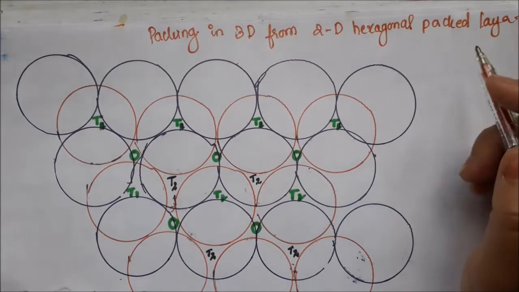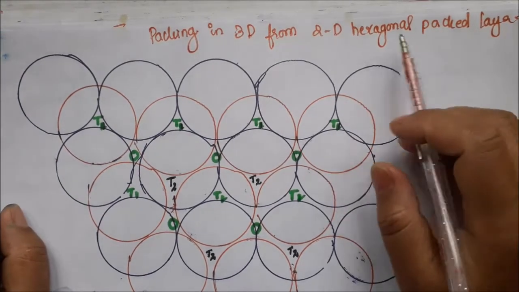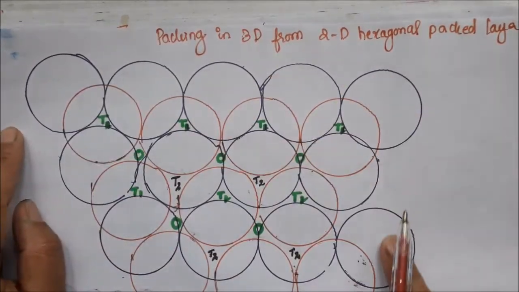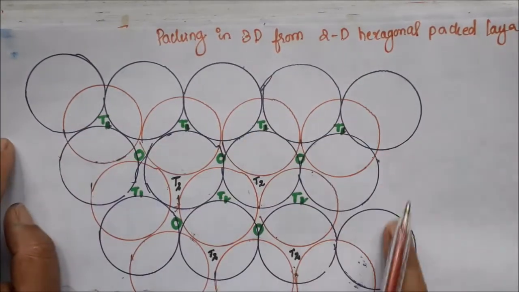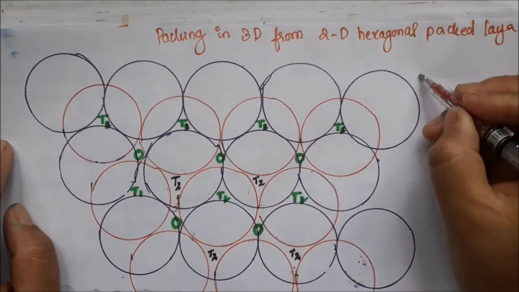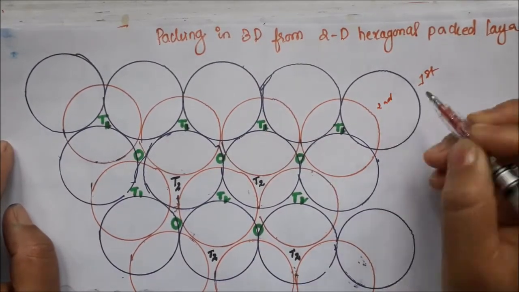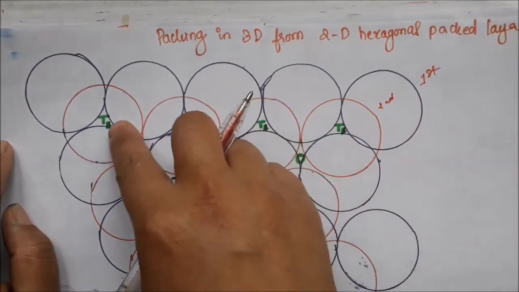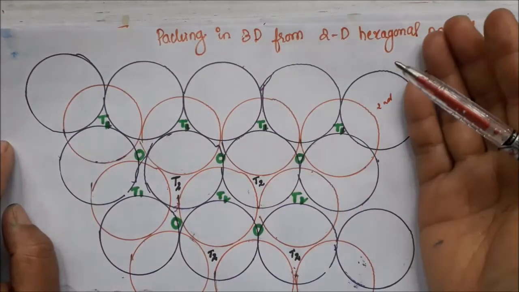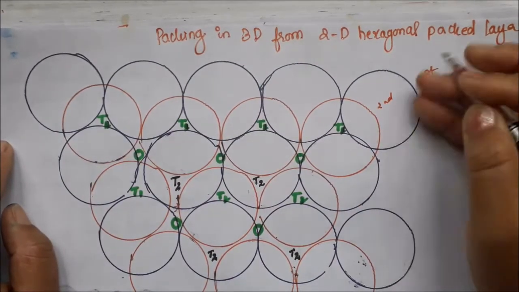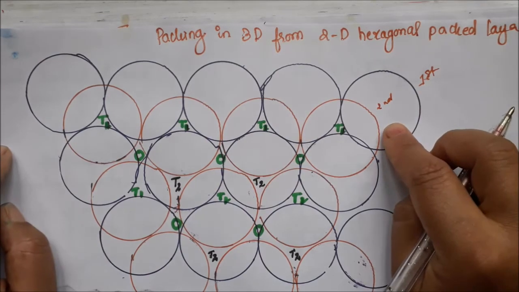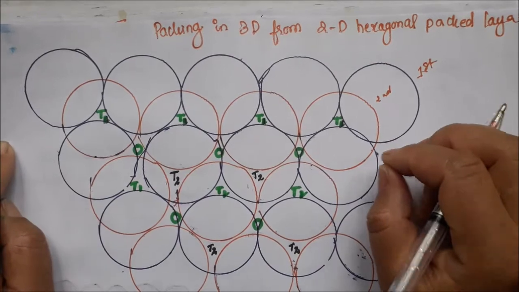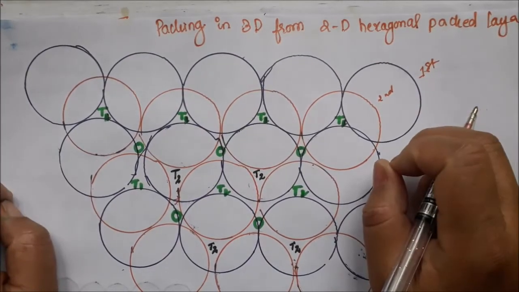Now let us discuss packing in 3 dimension from a 2-dimensional hexagonal packed layer. So this is exactly the purple one, this purple circle. This is your first layer and second layer. How we have placed the spheres of the second layer in the depressions between the spheres of the first layer. Here you will get some vacant space, and it is very important for you to know it.